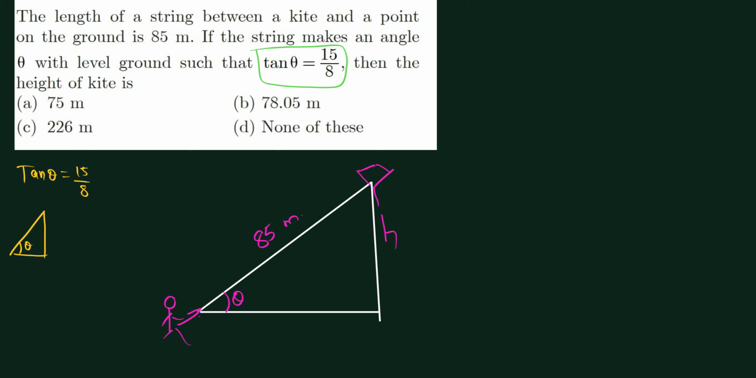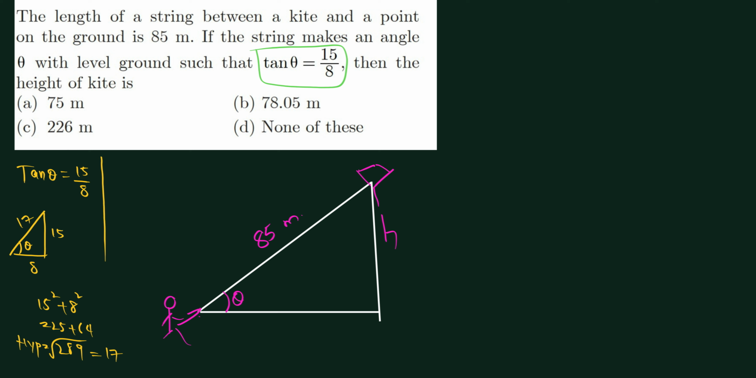This is the tan theta. Tan theta is 15 by 8, which means opposite by adjacent. So you apply the Pythagoras. 15 square plus 8 square. How much is it? 225 plus 64, which is 289. And the hypotenuse value is root over 289, which is equal to 17. These are Pythagoras triplets. 8, 15, 17 are Pythagoras triplets. Remember this.